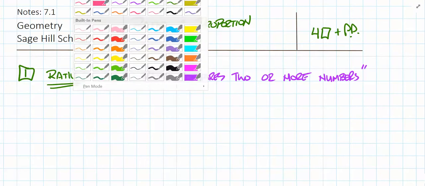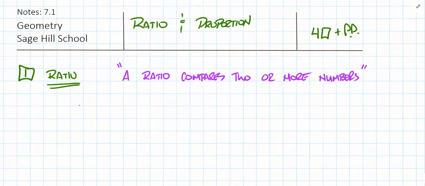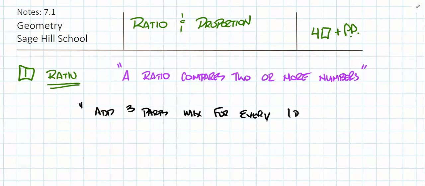An example, a real life example, would be something like, what if we said add 3 parts mix for every 1 part water. So we're comparing two numbers, right? We're comparing 3 parts of mix. So let's say this is like cement or pancake mix. You guys ever made pancakes before? Right? You need the proper ratio of mix to water.